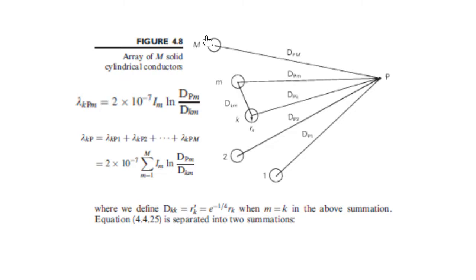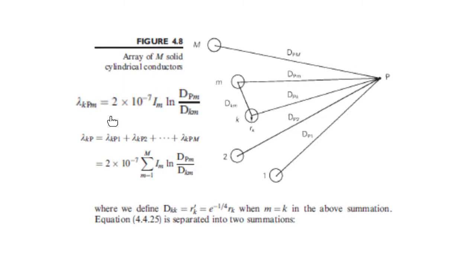All right, so these are an array of capital M conductors. M is capital, so it's from 1 to capital M. This conductor here is conductor number m, small m. This capital M is from 1 to M. And this is in your textbook, figure 4.8.